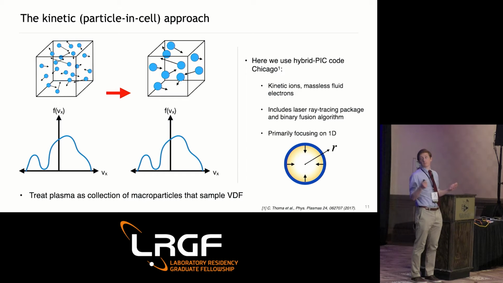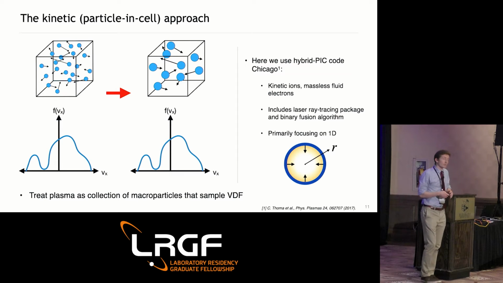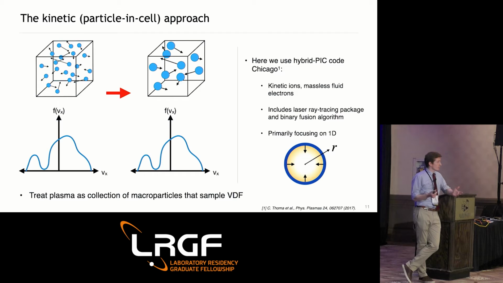Specifically, we're going to be using a particular code. It's a hybrid particle-in-cell code called Chicago. This allows us to treat the ions kinetically, but maintain the electrons as a massless fluid, which means we get to capture the ion kinetics, but at a reduced computational cost compared to a full PIC simulation. The nice thing about Chicago is it also includes a laser ray tracing package and a binary fusion algorithm, so we can really run an entire simulation of this experiment all in one go. So it's really nice. And because we're looking at these primary 1D kinetic mix mechanisms, we're going to be focusing on 1D, although I'm going to touch a little bit on 2D simulations at the end.